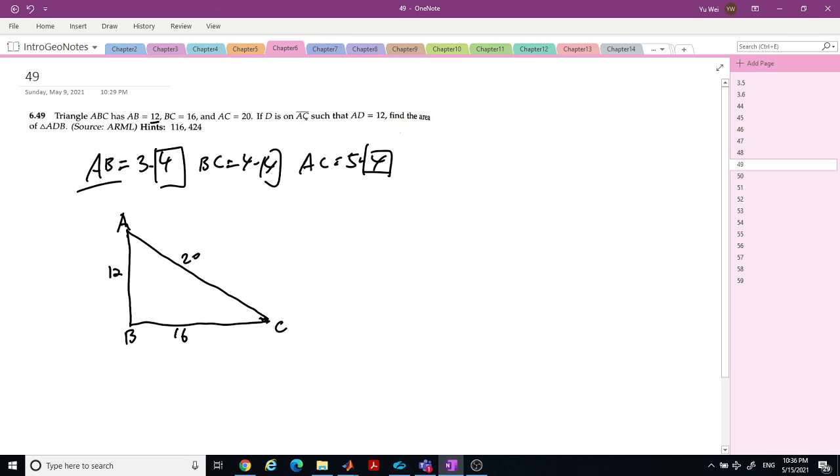D is on AC such that AD is 12 and DC is 8. Find the area of ADB.